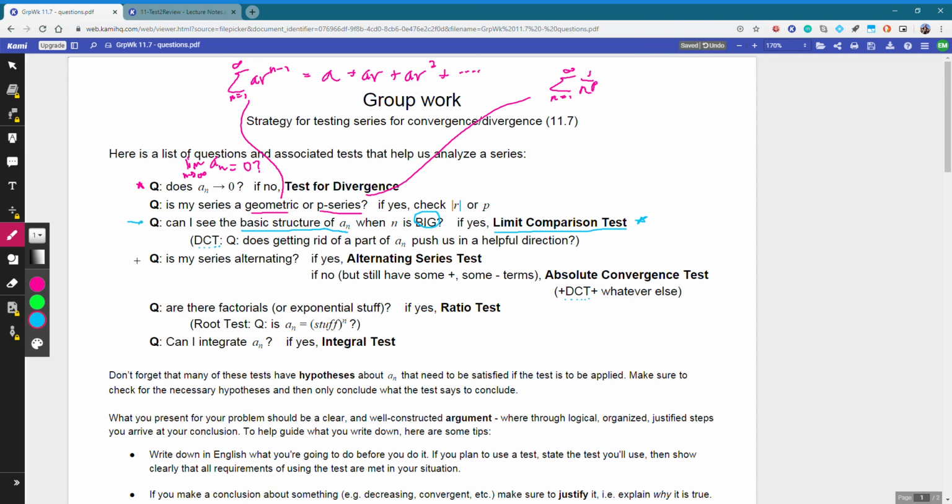Our next question is, is my series alternating? The idea there is, do we essentially have some (-1)^n or (-1)^(n+1) going on, and then some other non-alternating stuff after that? And if so, the alternating series test is probably a good way to go.